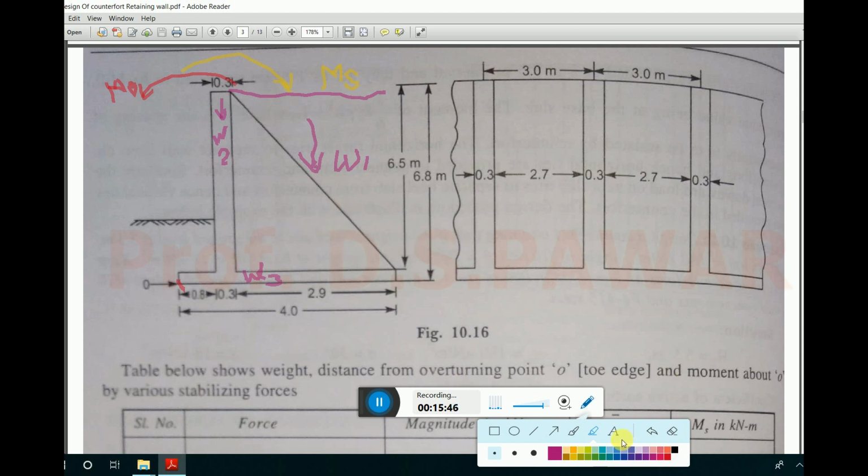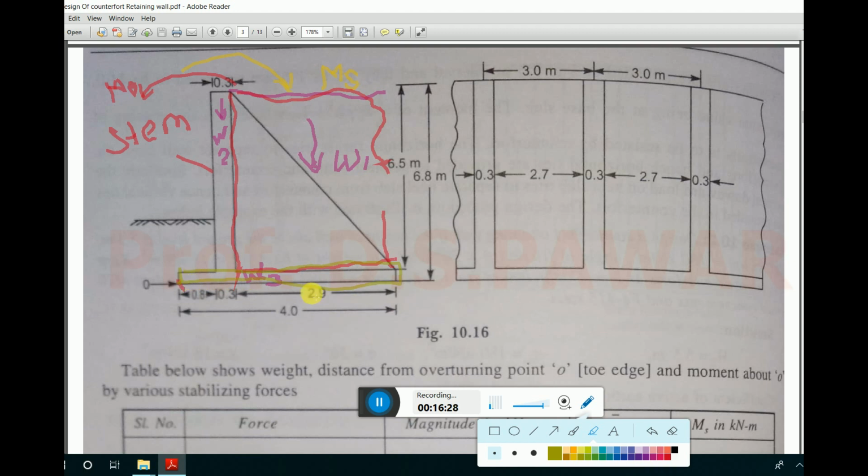So we have divided the retaining wall into three parts. The first part is the soil surcharge or earth backfill on the heel slab, W1. W2 is the stem area. You already know the various parts of a retaining wall. And the third is the total base slab, which includes the toe slab and the heel slab.